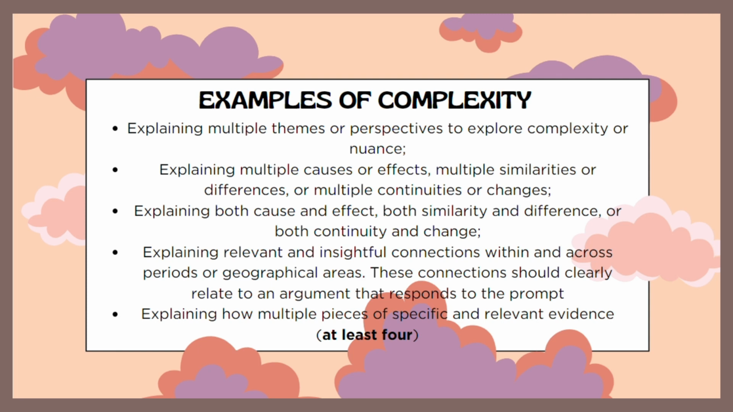You can get the complexity point by explaining multiple causes or effects, multiple similarities, whatever it is the prompt asks you to do. They say by providing at least 4 of those examples of how all of those things work, you can get the point that way. You can do it by explaining relevant and insightful connections within and across time periods or geographical areas. So having a really solid example of how this also happened in this other place.